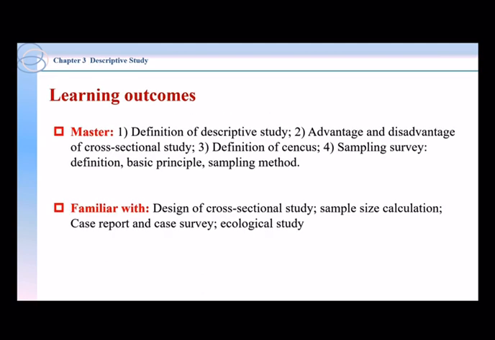The main learning outcome of this chapter is to master the definition of descriptive study, the advantages and disadvantages of cross-sectional study, the definition of census study, and also some important knowledge about the sampling survey, and to be familiar with some basic knowledge. For example, the design of cross-sectional study, how to calculate the sample size, what case report and case survey usually do, and what the ecological study is.